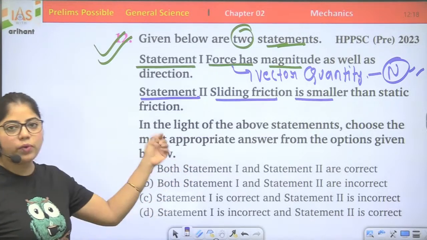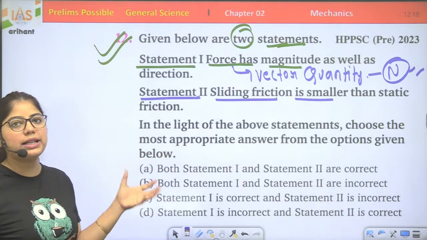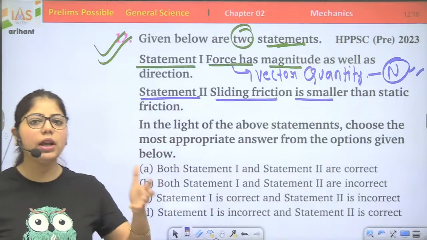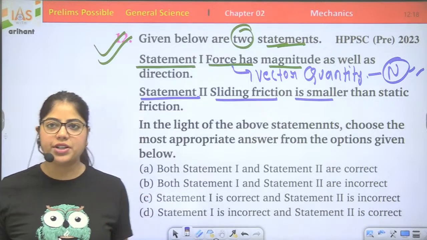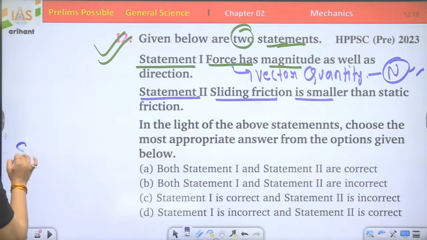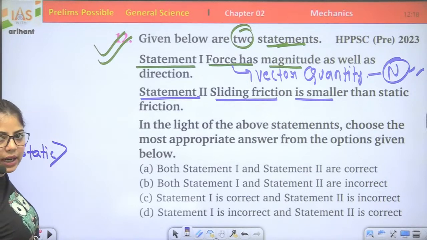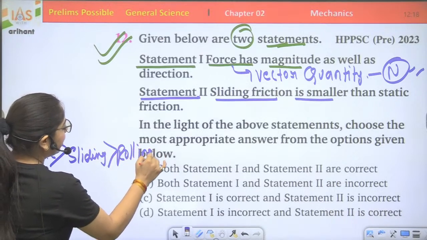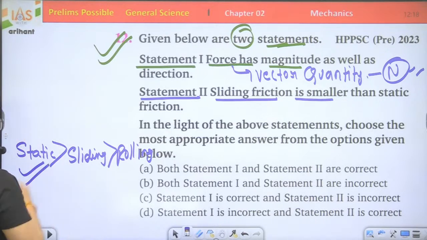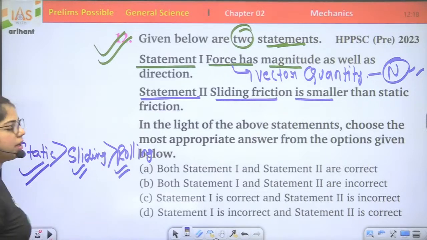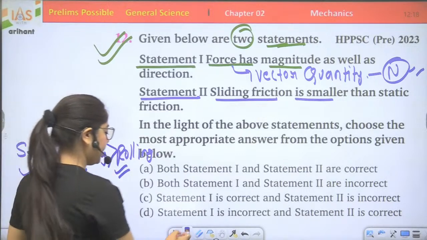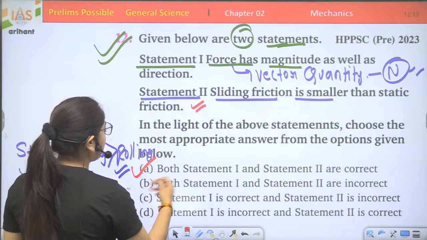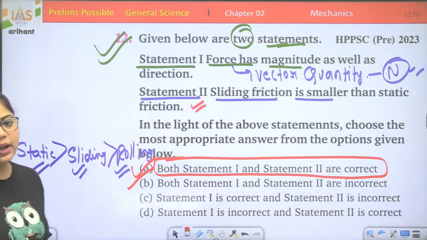Is it true or false? What will you say about this question? See, when we are talking about friction, there are more types of friction like kinetic friction, sliding friction, rolling friction, static friction. The static friction is the strongest one, and after that sliding friction, stronger than rolling friction and weaker than static friction, right? So the strongest one is static, the second is sliding and the third is rolling friction, the weakest friction. So which statement is correct? Sliding friction is smaller than static friction. That is also true. Option A, both statement first and statement second are correct, right?